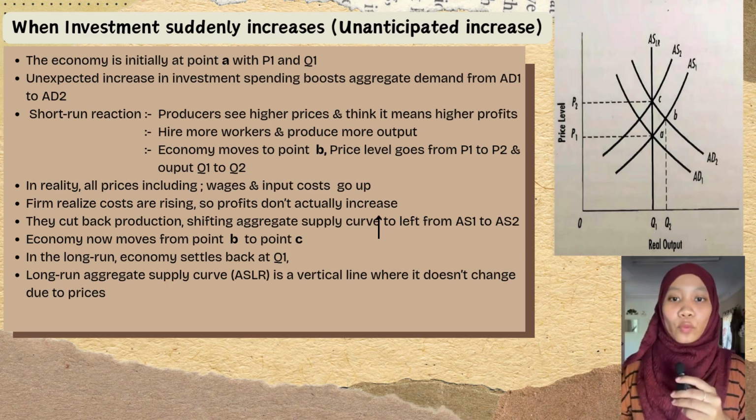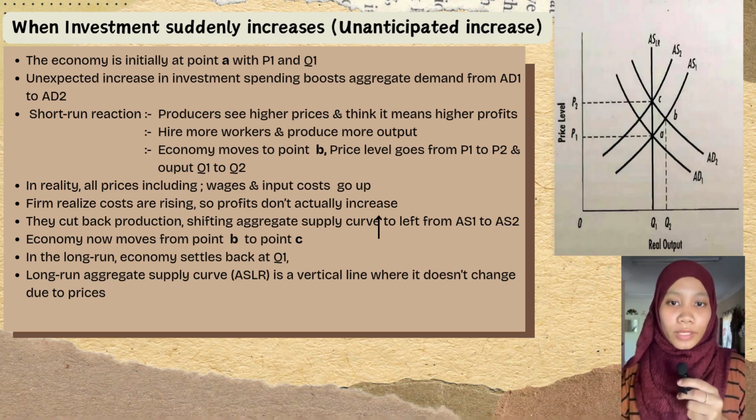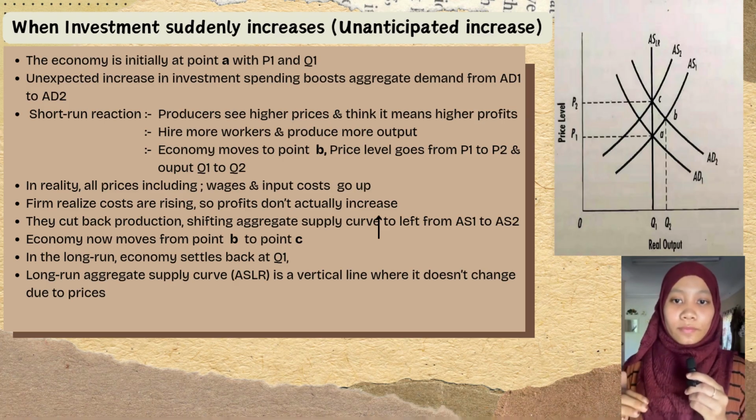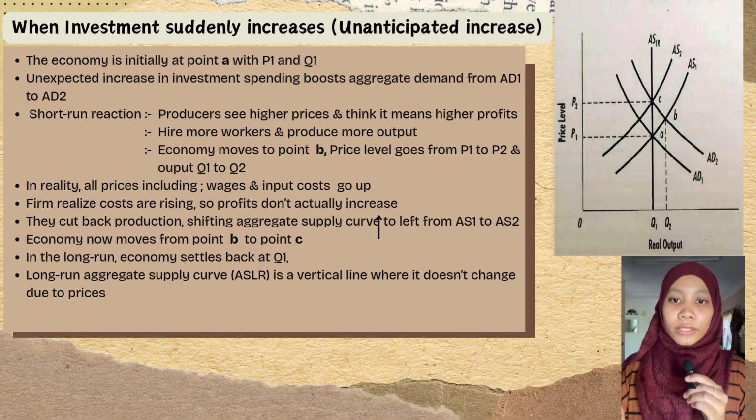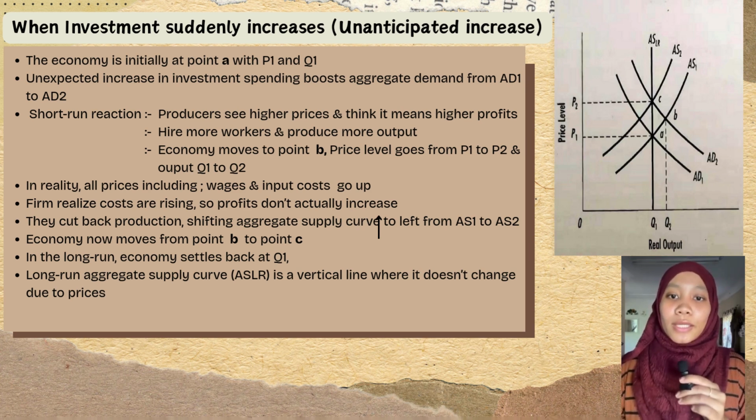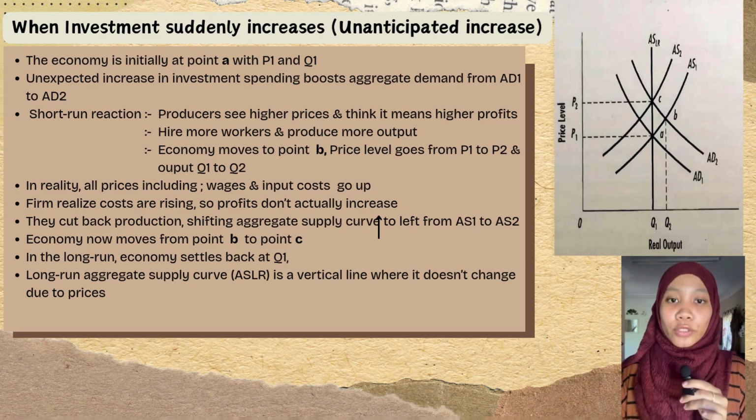This is an example when investment suddenly increases, which is an unanticipated increase. The economy is initially at point A with P1 and Q1. Unexpected increase in investment spending boosts aggregate demand from AD1 to AD2. Short-run reaction: producers see higher prices and think it means higher profits, so they hire more workers and produce more output. Then the economy moves to point B, price level goes from P1 to P2 and output from Q1 to Q2.